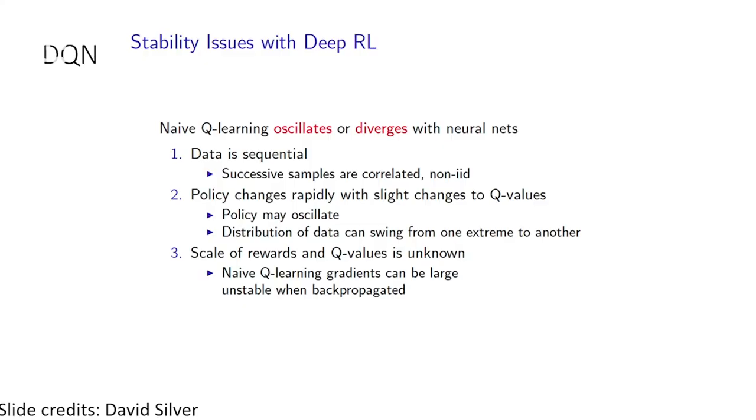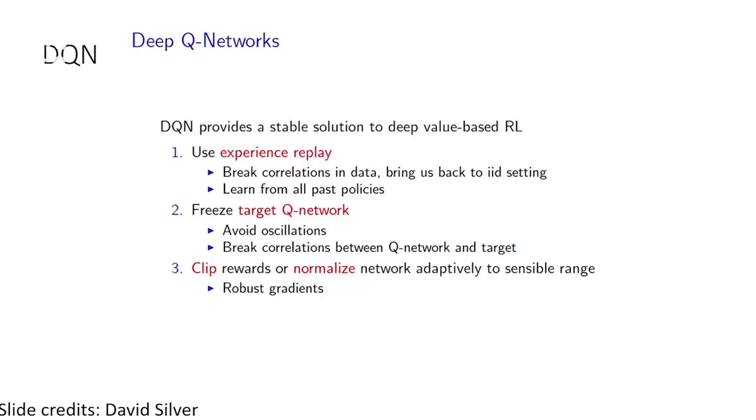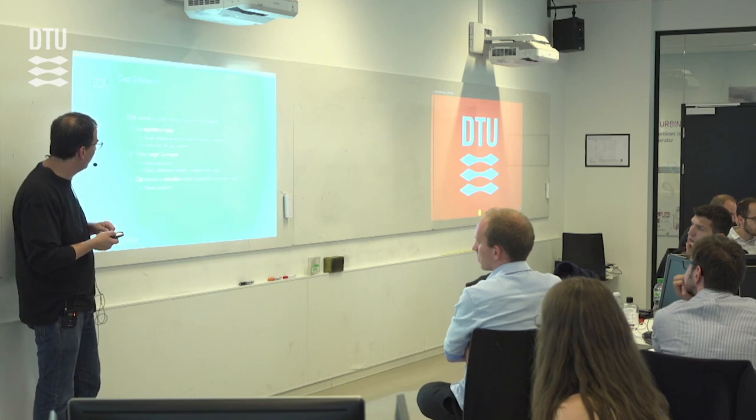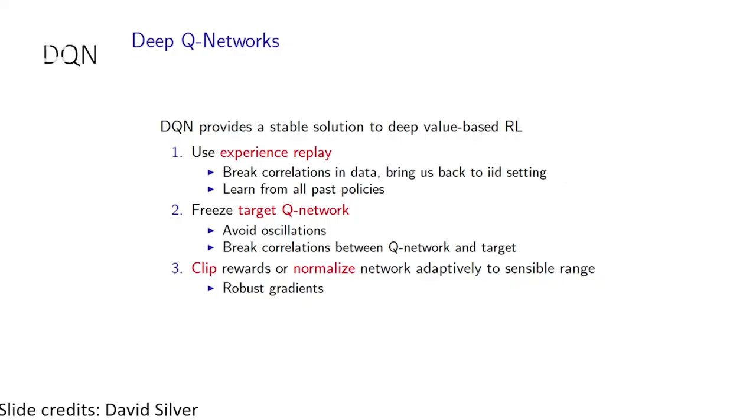So this is an example of the actual problems that we get when we try to use deep learning to solve non-vanilla problems. In the paper that I mentioned, there is a proposed solution to each of those issues. One approach is that we decorrelate the data by using a replay buffer. We take a buffer of samples, collect the samples, and then look at every sample separately from the experience replay. To avoid the oscillation, we freeze the Q network, and then we clip rewards or normalize them somehow to make sure everything is stable.